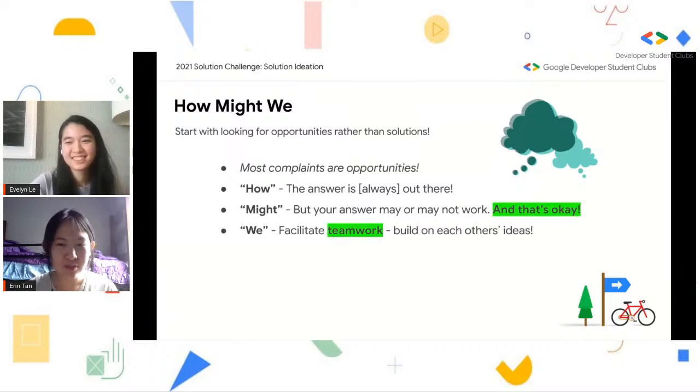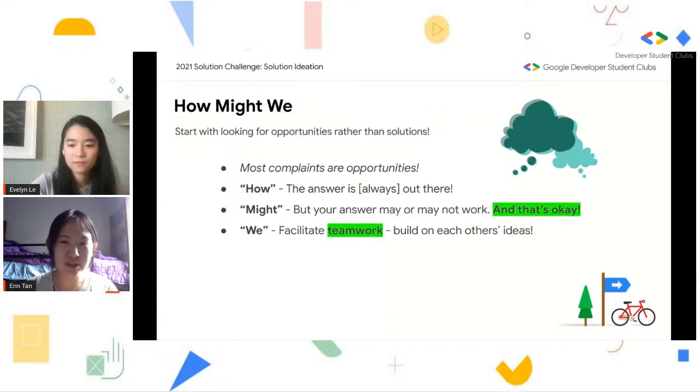But How Might We is like a fractured sentence. So what does that actually mean? How means to think outside the box. The answer is always out there, even if no one or not many people have solved it. But again, you might be the first person to solve it or improve it in a way. The might portion is that your answer may or may not work, and that's completely fine.